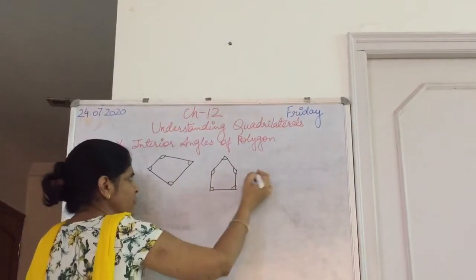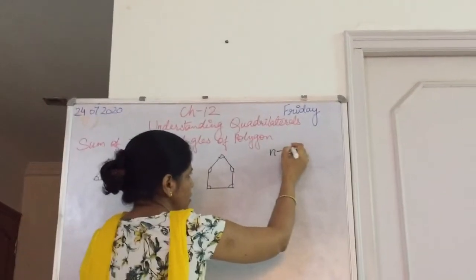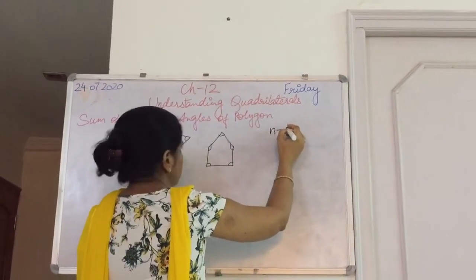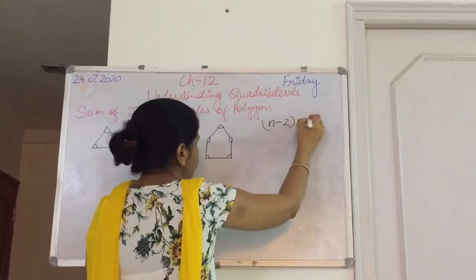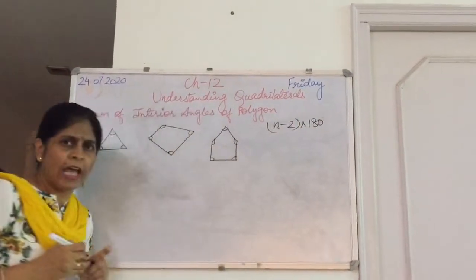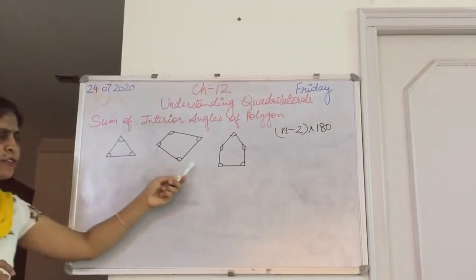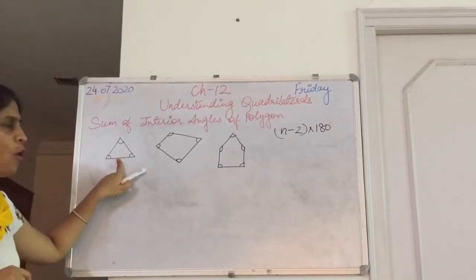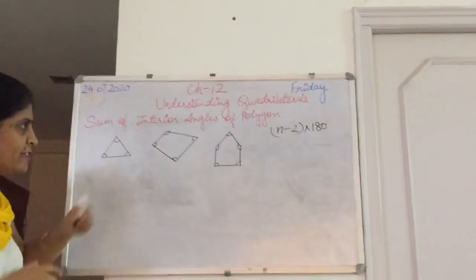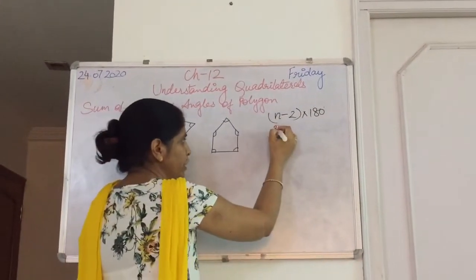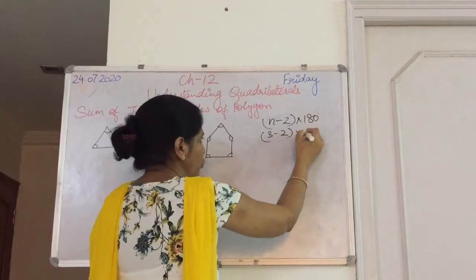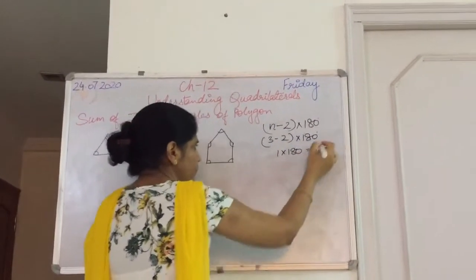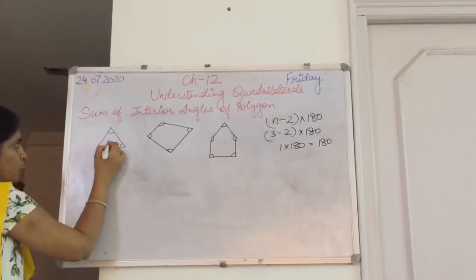So students, there is one formula: n minus 2 into 180 degrees. Yes, n is nothing but the number of sides of a figure. Now for example, if you have to calculate the angles of a triangle, a triangle has three sides, so the value of n will be 3. 3 minus 2 into 180. So 1 into 180 is 180. Clear? So its sum is 180.